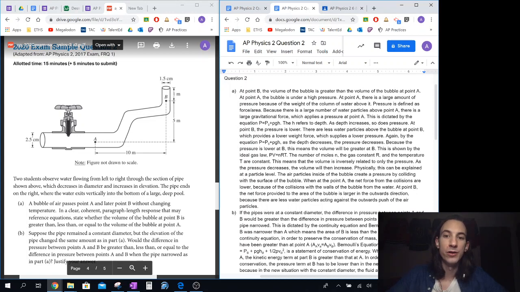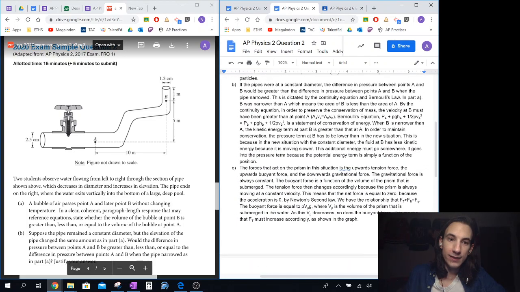Physically, this can be explained at a particle level. The air particles inside of the bubble create a pressure by colliding with the surface of the bubble. At point A, the net force from the collisions is lower because of the collisions with the walls of the bubble from the water. So we have the pressure from the water particles colliding, and we have the air particles colliding outwards. So the net force is going to be lower because we have more inwards forces. At point B, the net force provided to the area of the bubble is larger in the outwards direction because there are less water particles acting against the outwards push of the air particles, which means our volume will be bigger. All right, so hopefully that made sense.